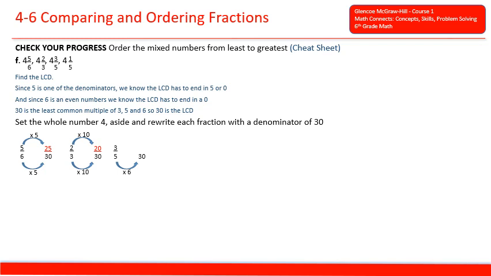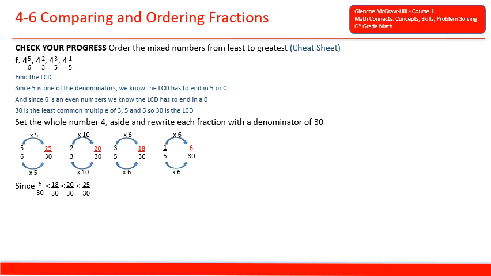5 times 6 gives us a denominator of 30. 3 times 6 gives us a numerator of 18. 5 times 6 gives us a denominator of 30. And 6 times 1 gives us a numerator of 6.